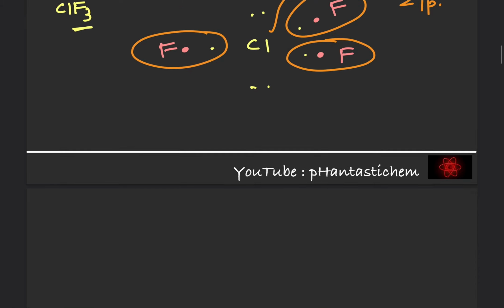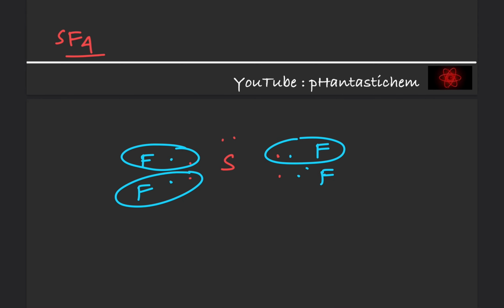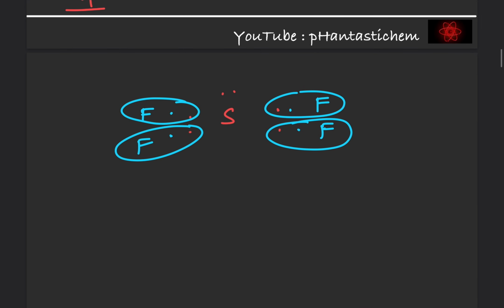Next, let's talk about SF4. So S has 6 valence electrons, 1, 2, 3, 4, 5, 6. It shares one electron with each fluorine atom, and there are a total of 4 fluorine. So you can see the central atom has one lone pair. So let's put a star mark here.